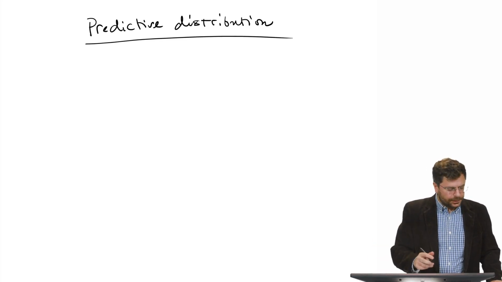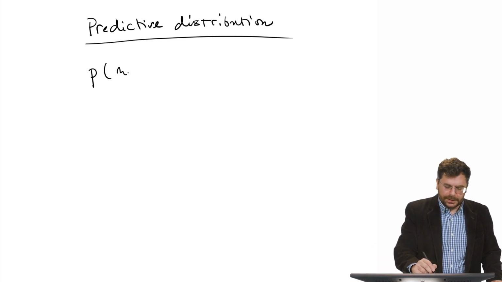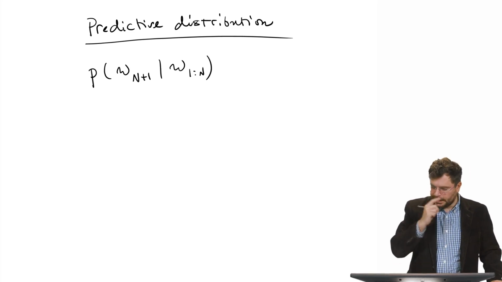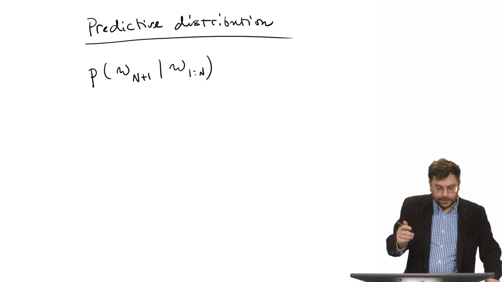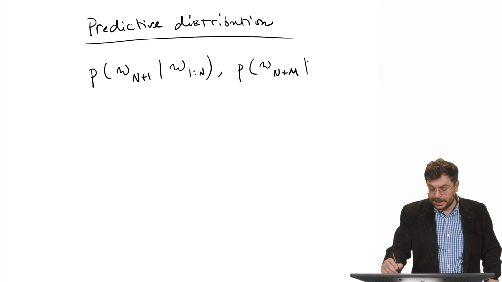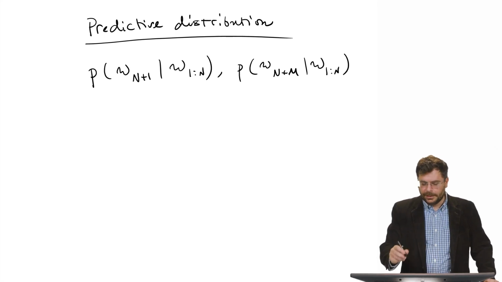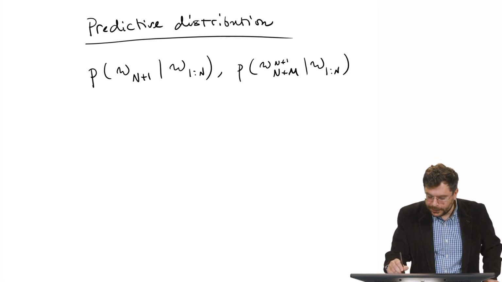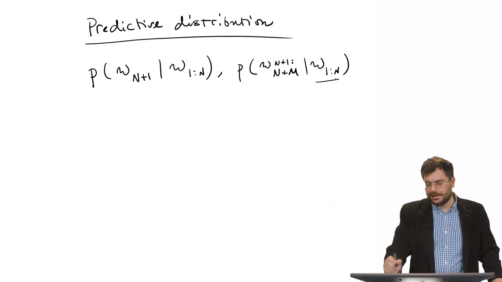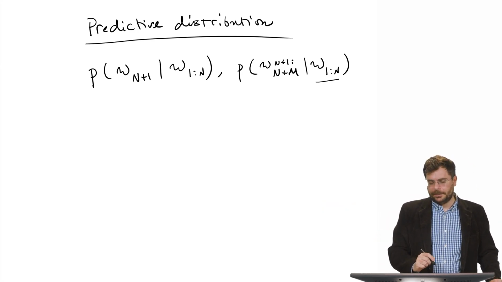And the predictive distribution is as follows. It's the probability of w_{n+1} given w_1 to n. I would say that this is an example of a predictive distribution. Another example could be w_{n+1} to w_{n+m} given w_1 to n, so some future range given the previous results.